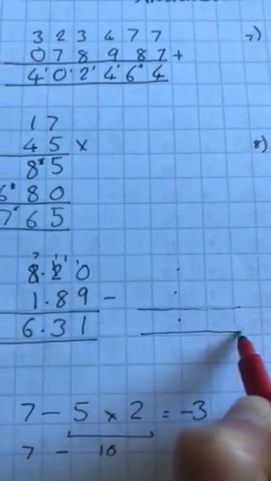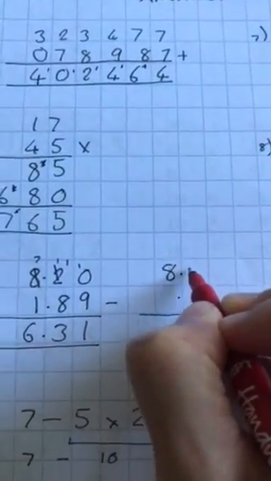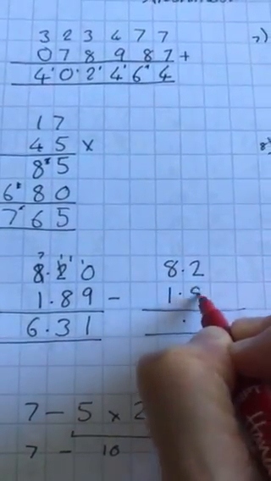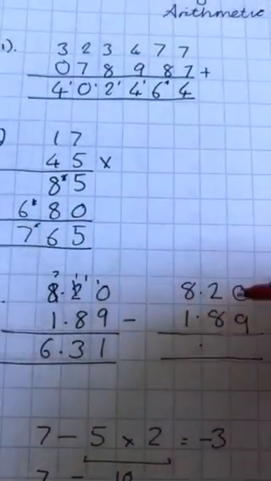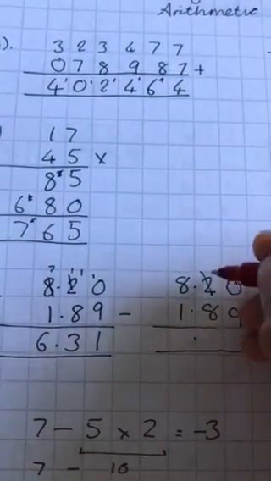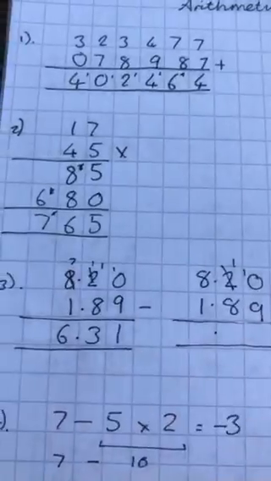Put my answer box. Then I put 8.2, 1.89, and I put a 0 in the gap. Before then, I needed to steal because the 0 is smaller than the 9. Then subtracting to get 6.31.